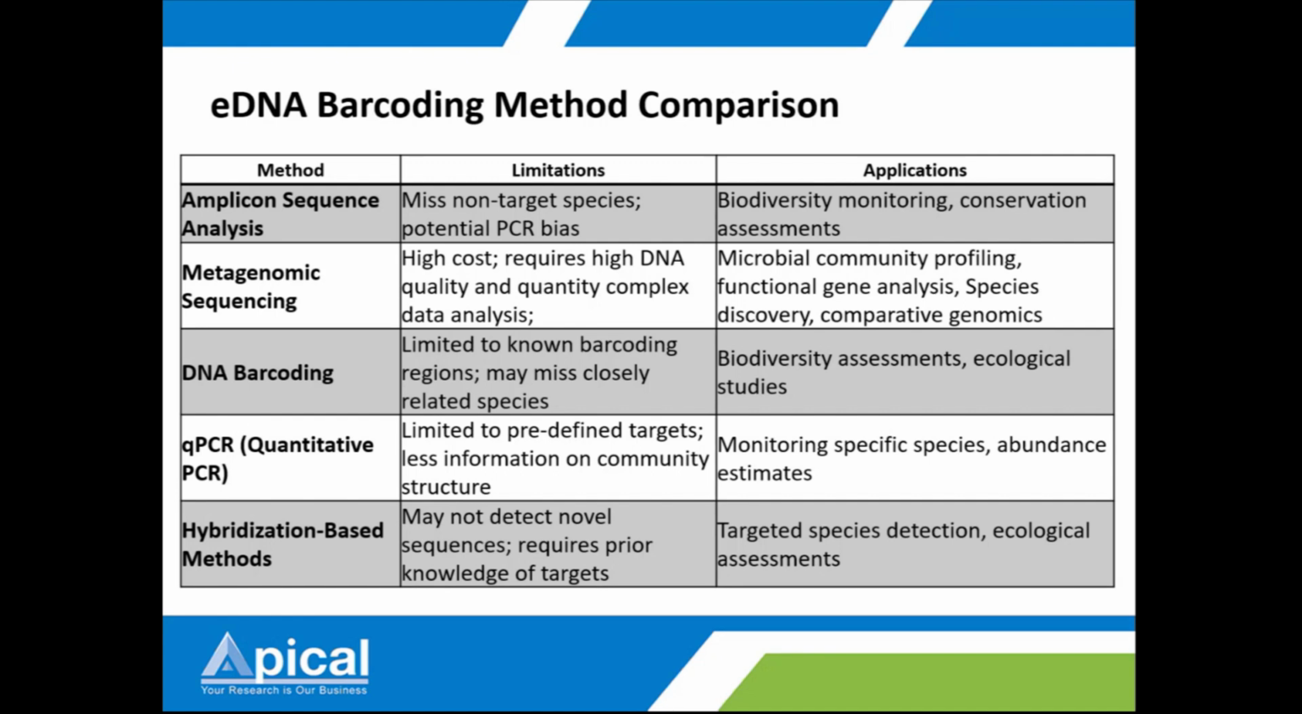And for sending the samples for metagenomic sequencing, unlike amplicon sequence analysis where you only need to PCR, so you don't need a very high amount of DNA sample, for metagenomic sequencing you need a high amount of DNA, and the quantity and quality must also be achieved to ensure the success of the metagenomic sequencing. Right, so that's a limitation.